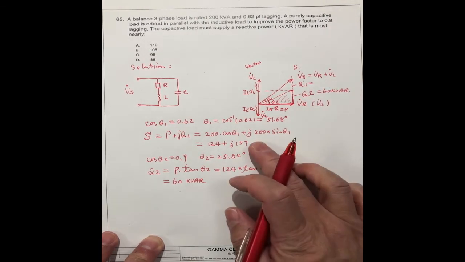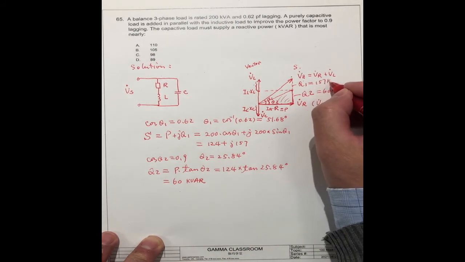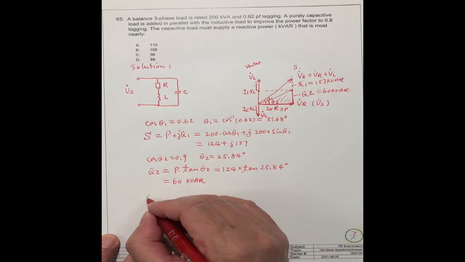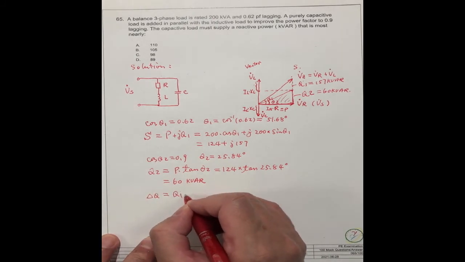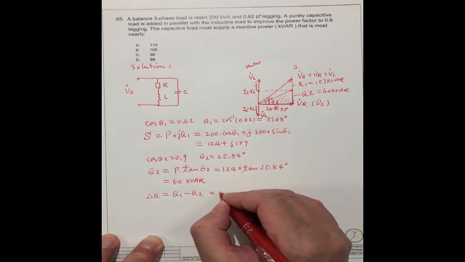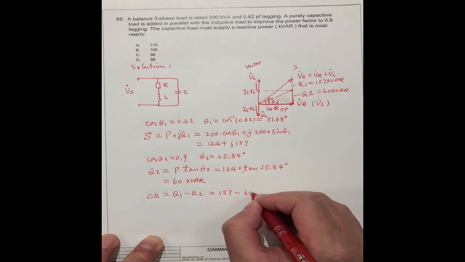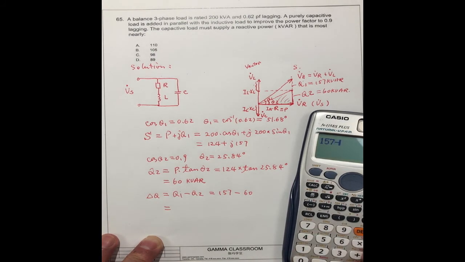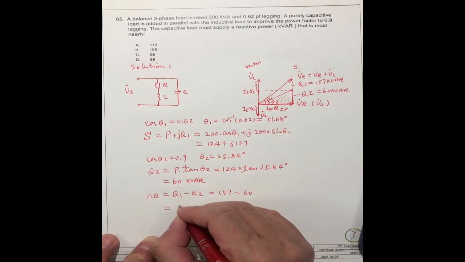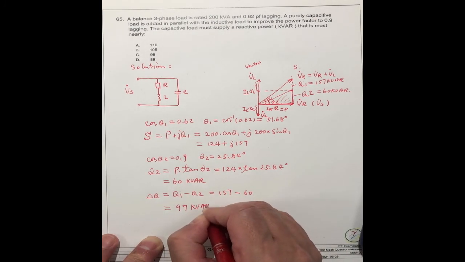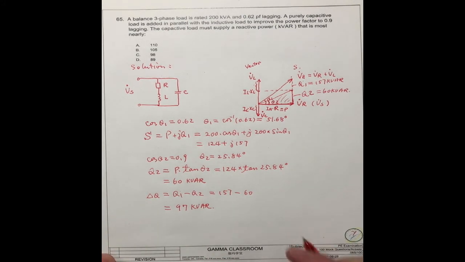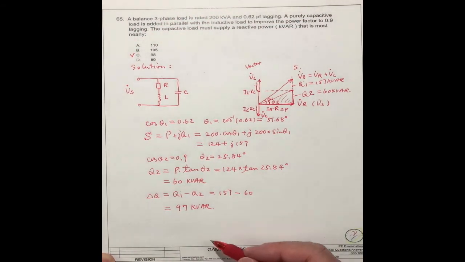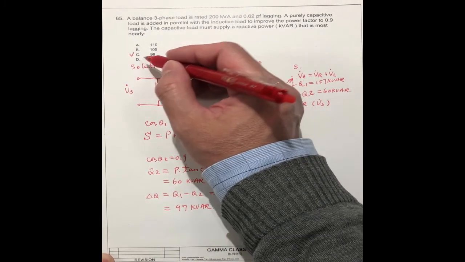And Q1 here is 157 kilowatt. So now we know the difference between these two. The difference Q equals Q1 minus Q2, which is 157 minus 60, equal to 97 kilowatt. So from here, the question choice C is closest, 97 or 98. So the correct answer is C.